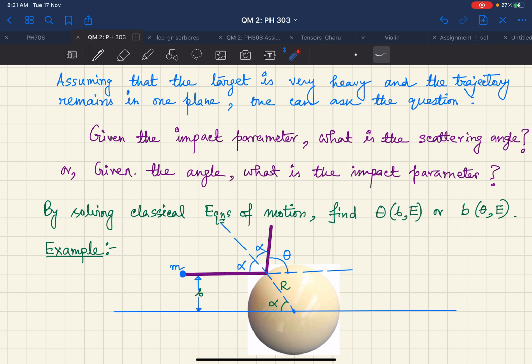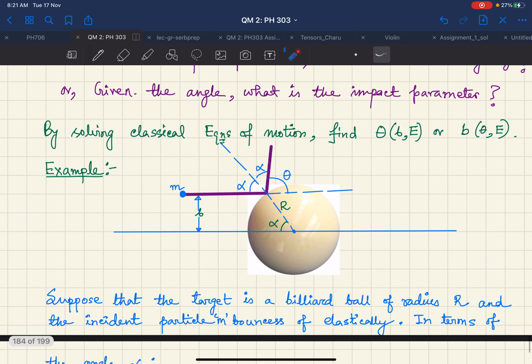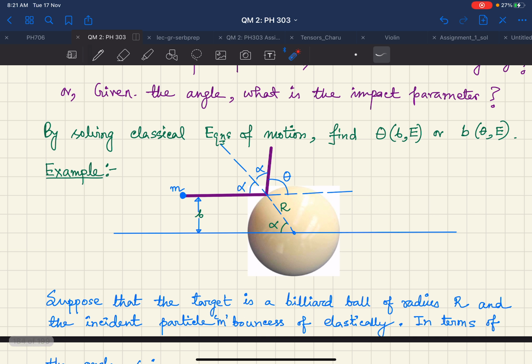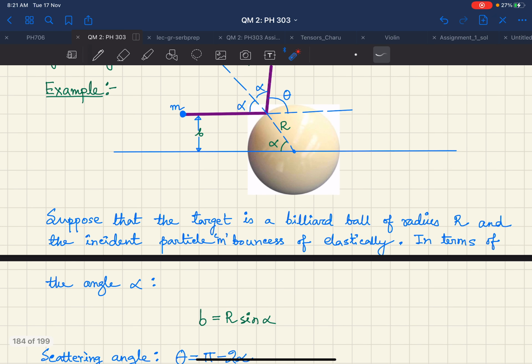As an example, I was thinking of a billiard ball, which I have drawn here. Suppose the target in our case is a billiard ball of radius r, and the incident particle, having mass m, bounces off elastically. There is an elastic collision, and in terms of the angle alpha, if you look at the figure very closely, this is your b, which is the impact parameter, which is nothing but r sine alpha.